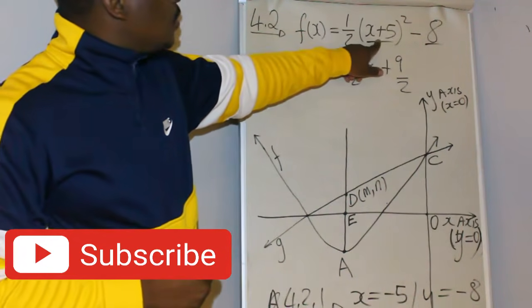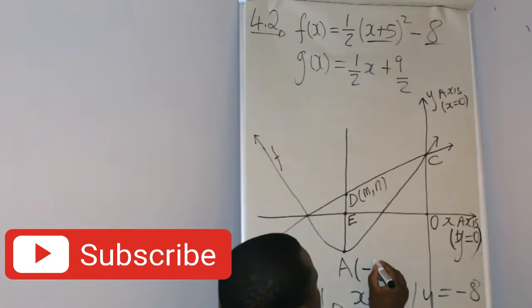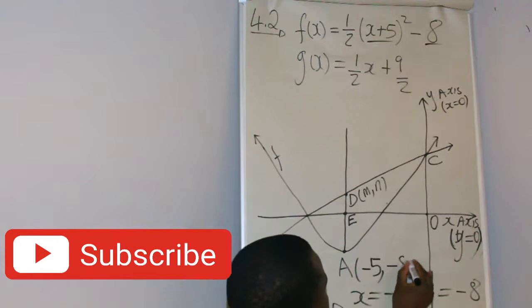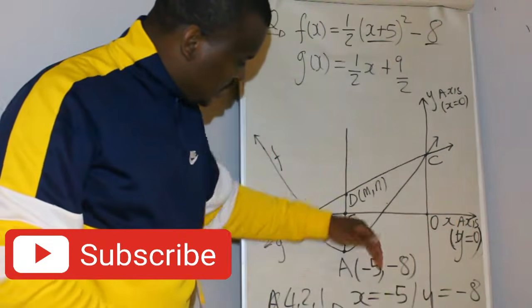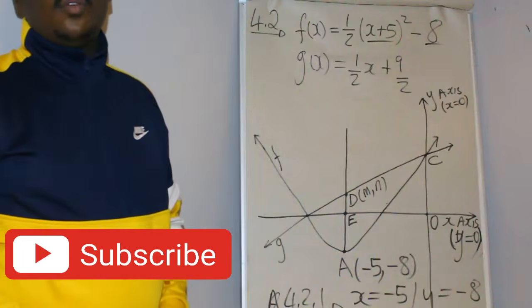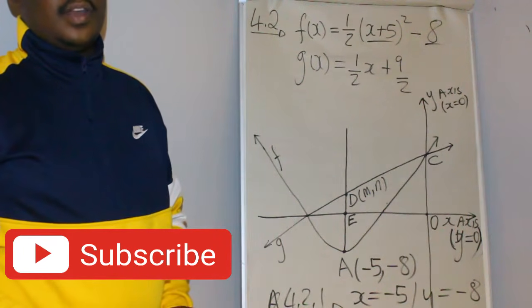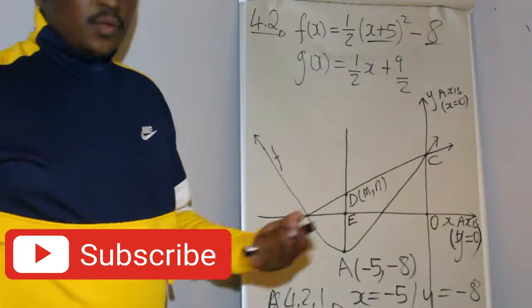So x is equal to -5 and y is equal to -8, which means the coordinates of A are (-5, -8), which makes sense because x is negative on this side of the origin, and y is negative below the origin. So these are the coordinates of that. Then we go to the next question.